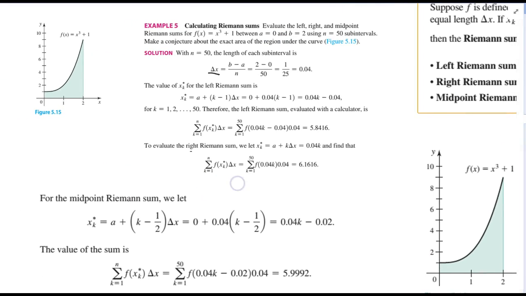So the width of each rectangle here is going to be the length of the interval divided by n, so b minus a over n, and you get 1 over 25. The value for your x sub k using the left, right, or midpoint formulas is plugged in here. So we plug in the k minus 1 times the delta x. We get this 1 over 25k minus 1 over 25.